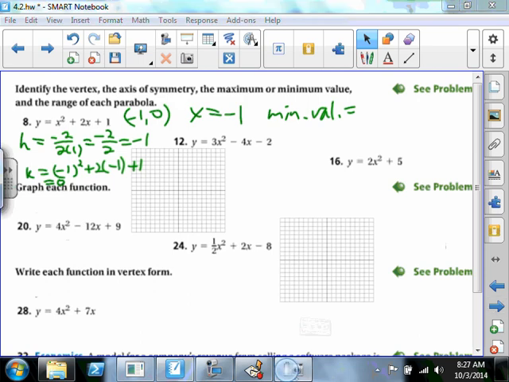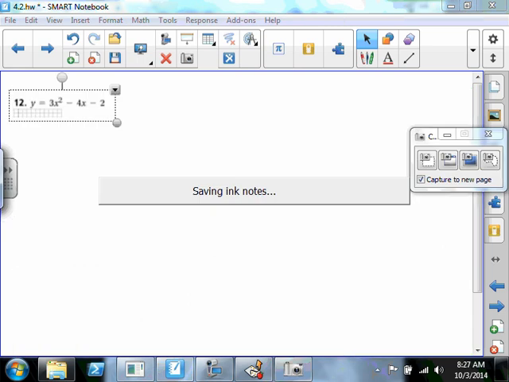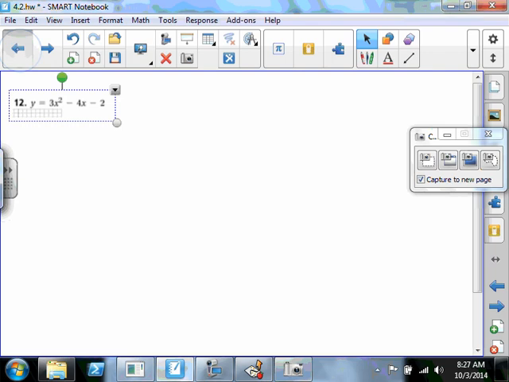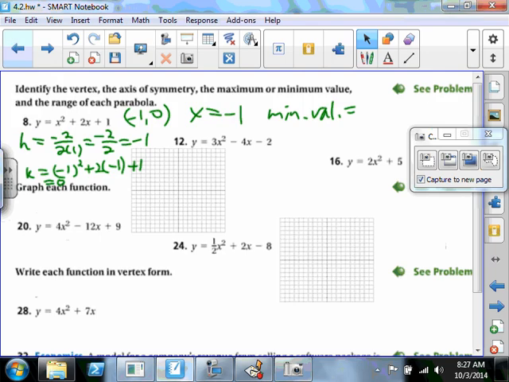About to look at 12 here then. Oh, the range. So the range on 8, thank you, good looking out. The range on 8 is all the y values that are greater than or equal to 0. All the y values greater than or equal to 0.